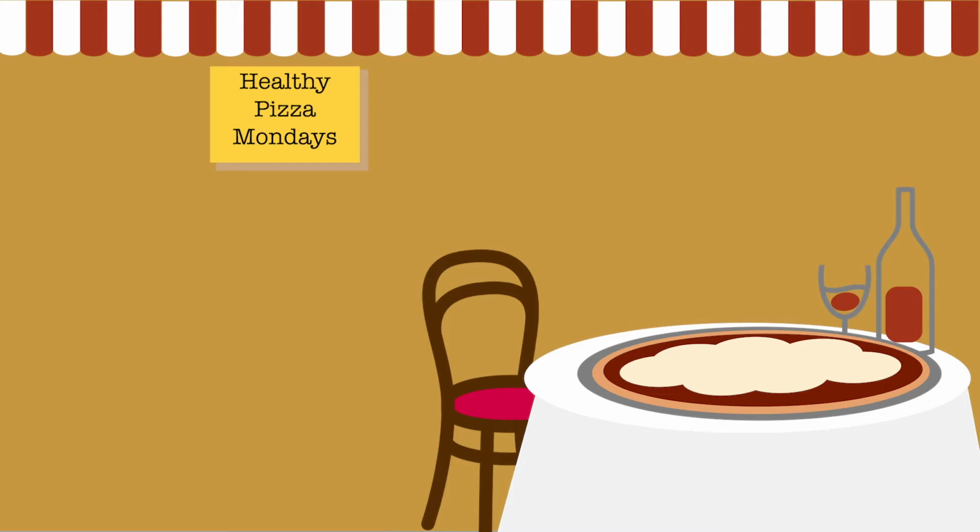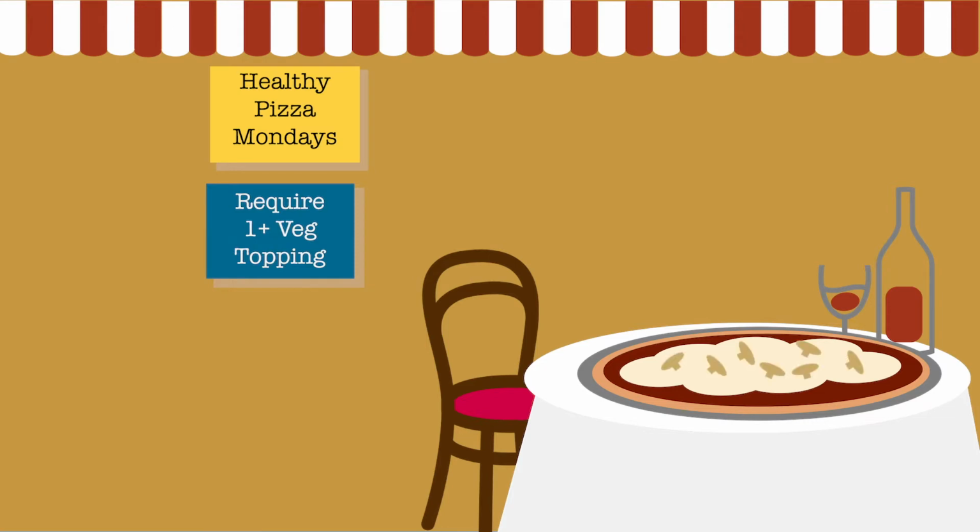Imagine that the chef insists that healthy pizzas need to have vegetables on them. So the group decides the first rule of this story is all pizzas must have at least 1 vegetable topping. They write that on a blue rule card and put it under the yellow story card.